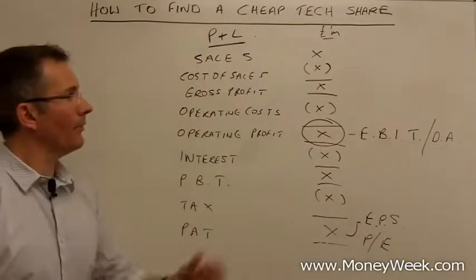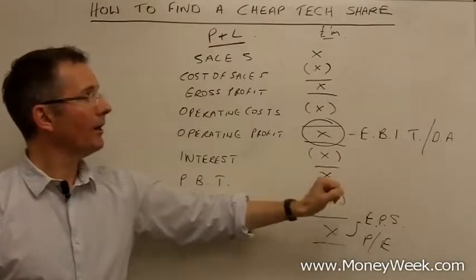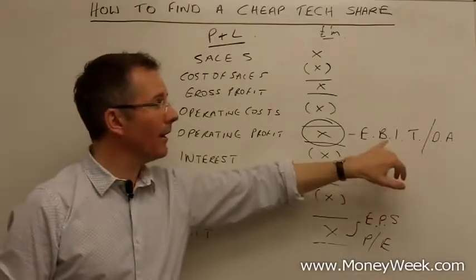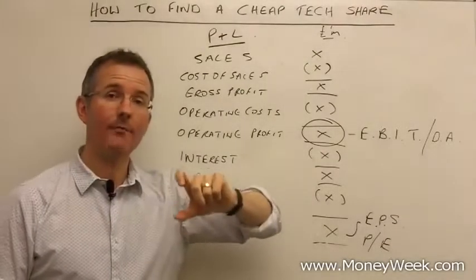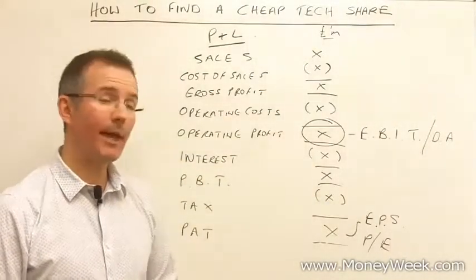EBITDA. In other words, operating profit and EBIT are the same term, earnings before interest and tax, and some analysts like to back out depreciation and amortization. Now again, if I'm running a bit quickly on that, do take a look at my video, what is EV EBITDA, and that's explained in more detail. So I won't bash that to death here.